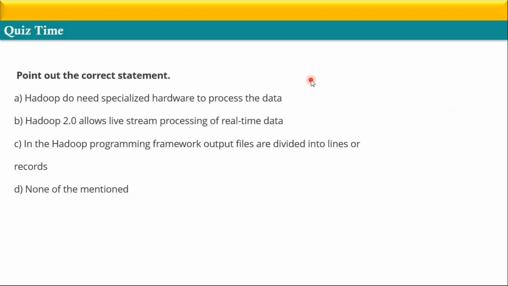Okay. So in the Hadoop programming framework, output files are divided into lines or records. Do you really think B is correct? Raj said B. Yes, I got your input, Raj. I think Akhil told C, right? Akhil? Yes, sir. Okay, so why did C come to your mind?